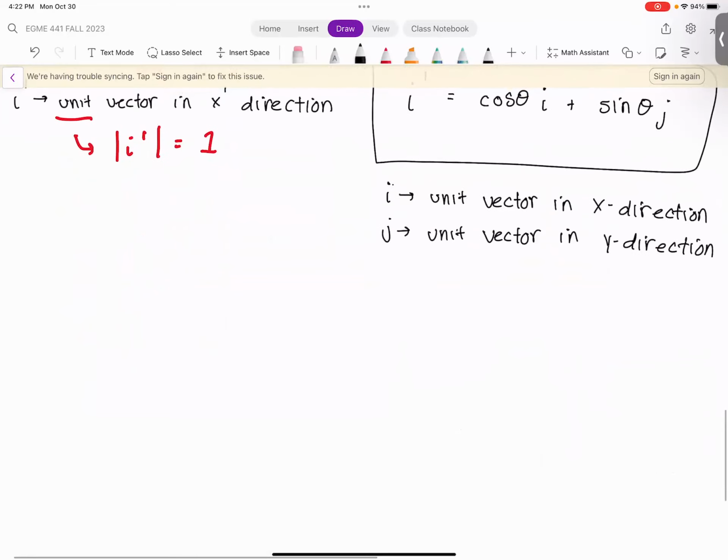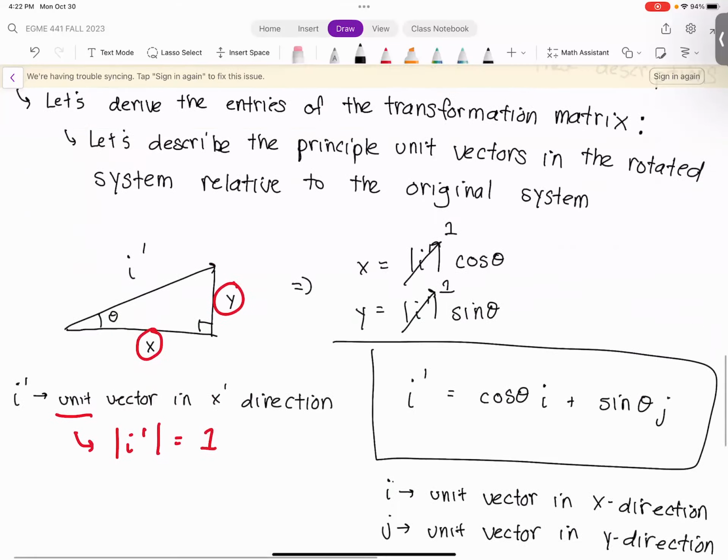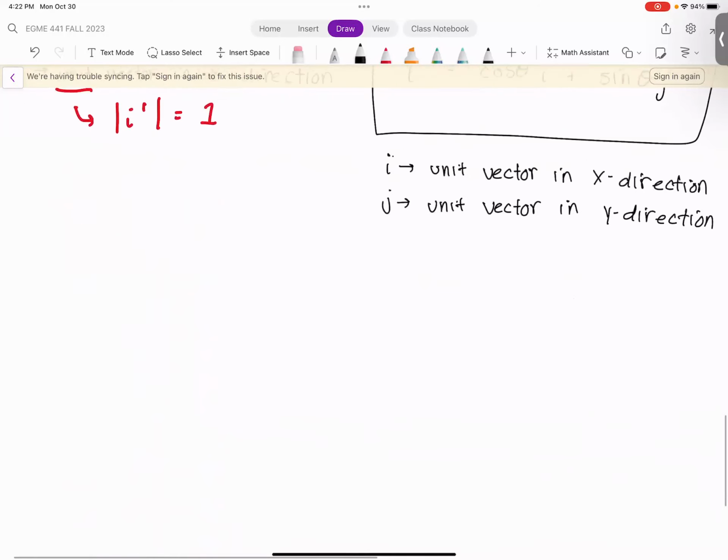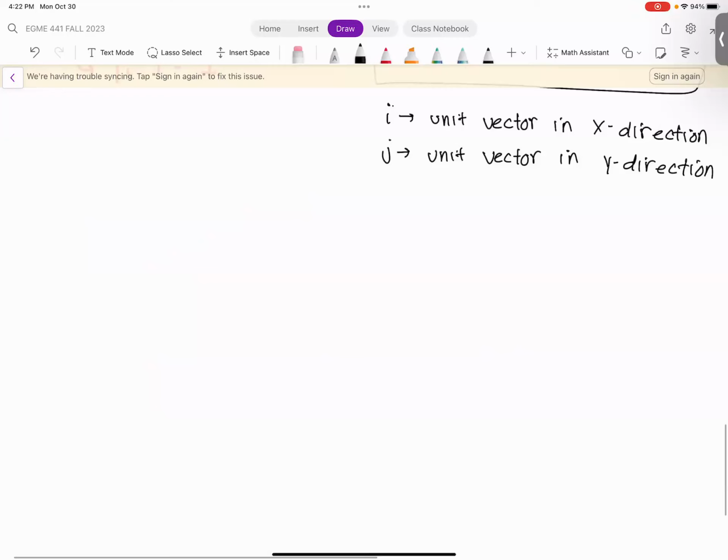The j prime in this configuration is pointing up and to the left, so let's go ahead and draw that. This is our j prime vector. Same thing, I'm going to make a right triangle with it by drawing a vertical line and a horizontal line. And just like before, I'm going to draw x and y.